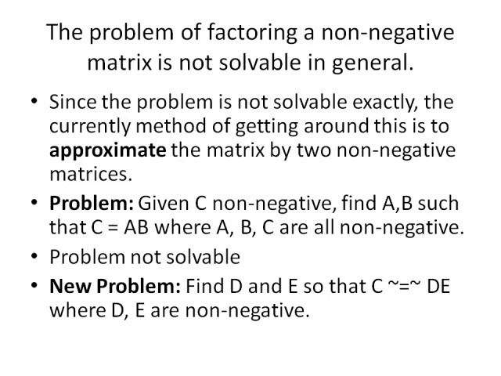That is, the problem is, given C a non-negative matrix, find A and B such that C is equal to AB, where A, B, and C are all non-negative. This is not solvable, so we're going to solve the new problem, which is find D and E such that C is approximately equal to DE, where D and E are non-negative matrices.